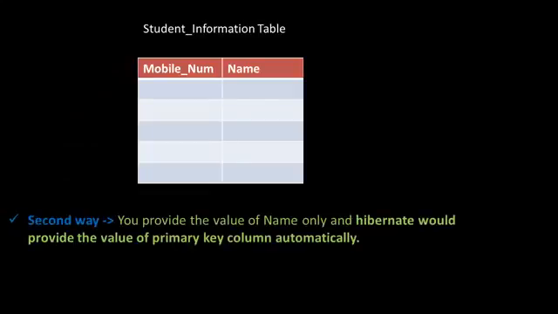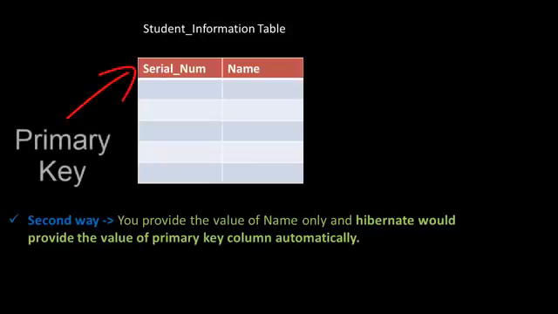And the second way people go with when the primary key column is not so well defined and doesn't contain any business information in it. If the primary key field is a serial number in the same student_information table, the serial number would just talk about whose information we inserted first into the database table. So this serial number would just be a sequence of numbers starting from 1.